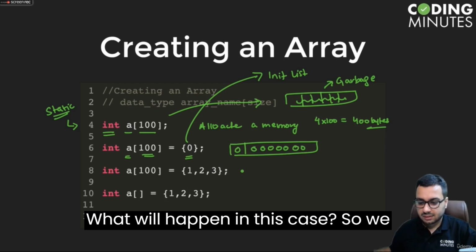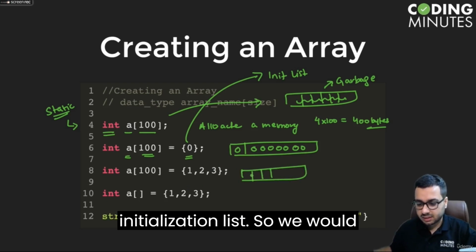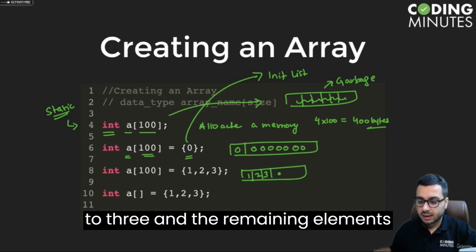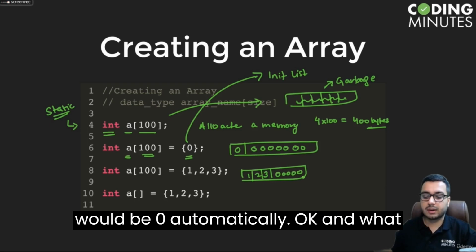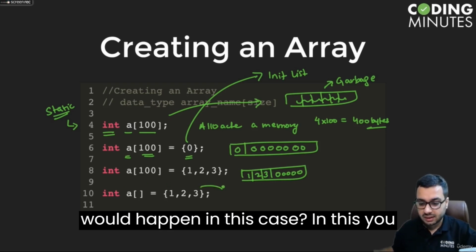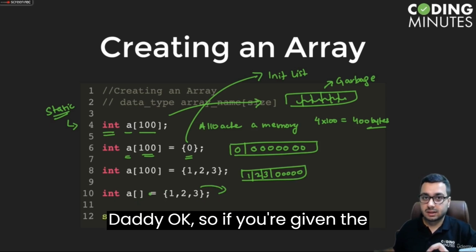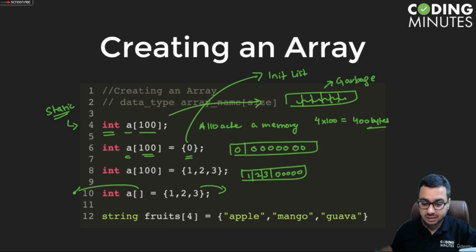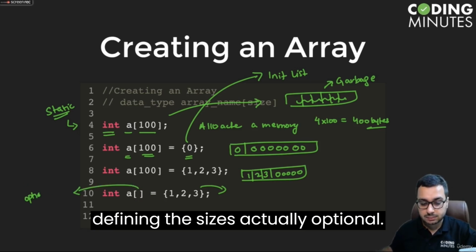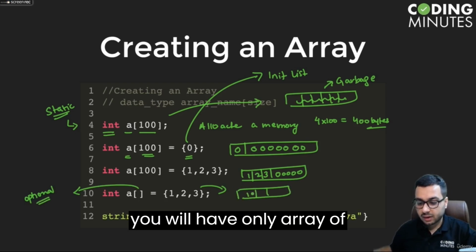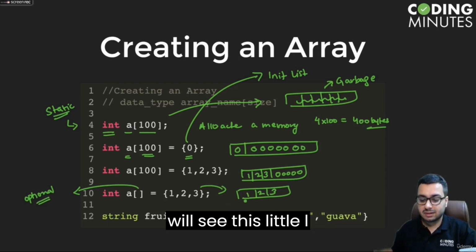What will happen in this case? We have given 3 elements in the initialization list. So we would have 3 elements whose values are 1, 2, 3, and the remaining elements would be 0 automatically. And what would happen in this case? You can see we have not defined the size of the array. If you are given the initialization list, then defining the size is actually optional. You will have an array of size 3 in which we have 3 elements: 1, 2, 3.